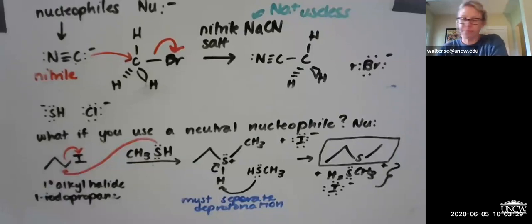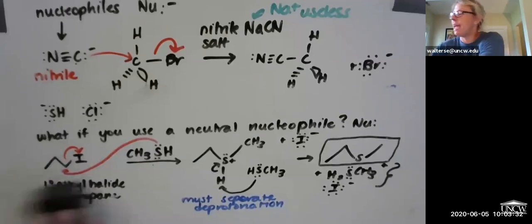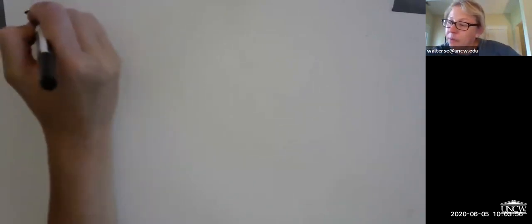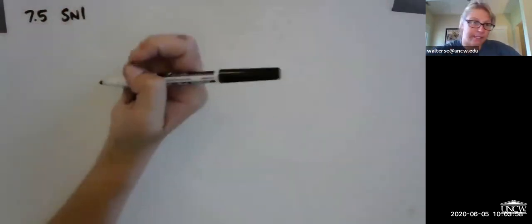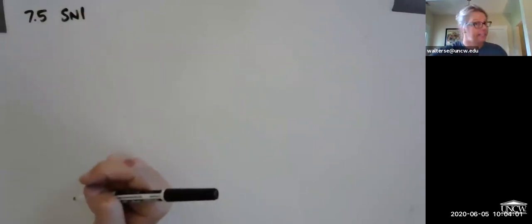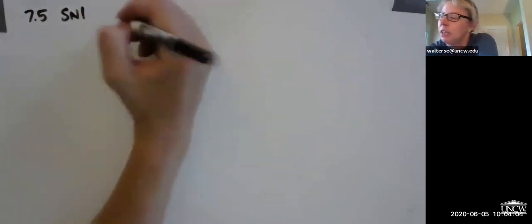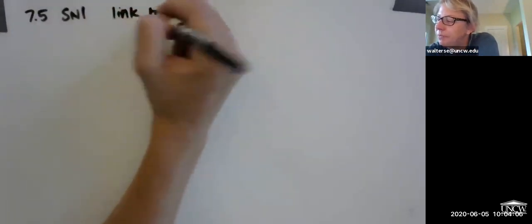Okay. All right. So we're going to go back now and we're going to do the same sort of introduction for SN1. Talking about, again, how do we know what's going on? How do we use stereochemistry to help us? And then we'll talk about substrates, and then we'll move on into the other features that we can use. Okay, so this is 7.5, the SN1 mechanism. And this links to 6.6, which is energy level diagrams.